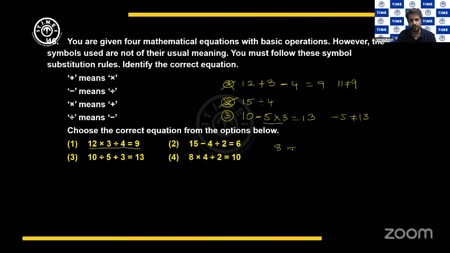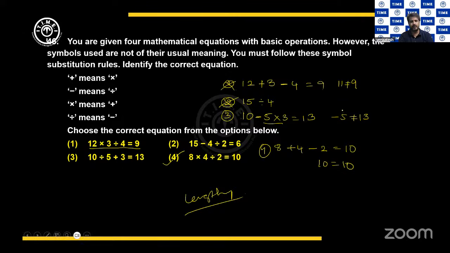8 into means plus. Divided by means minus 2. 8 plus 4, 12. Minus 2, 10. So 10 is equal to 10. Perfectly matching. So choice 4. There is no other option. We have to go through the options. Yeah, these are lengthy. You must skip this. If it is a direct, simple BODMAS rule, you can try it. Otherwise, you can leave it.